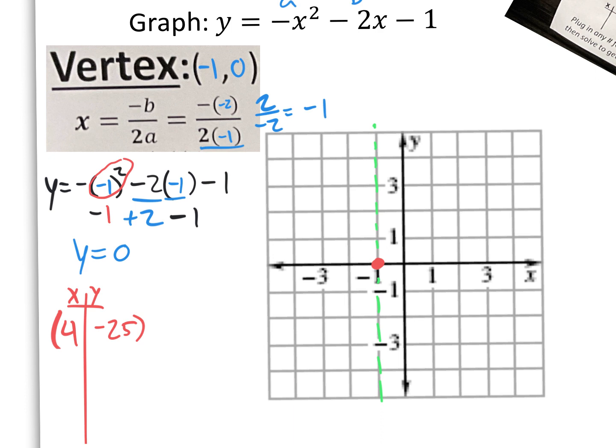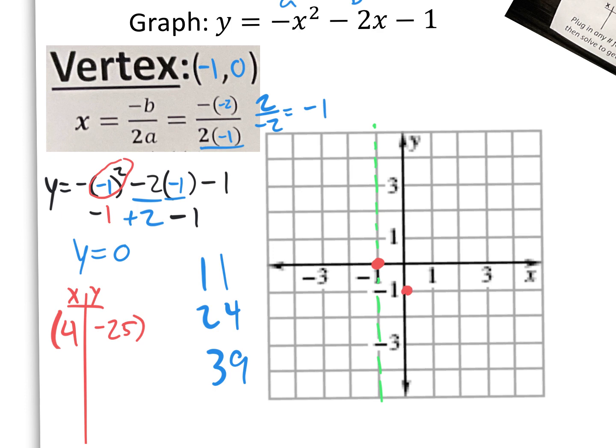The best option is to use a pattern from your vertex. Because the a value is -1, you could use the pattern 1, 1, 2, 4, 3, 9. But just remember that because it's negative, it's opening down. So instead of 1 over 1 up, you're going to go 1 over 1 down and put a dot right there.